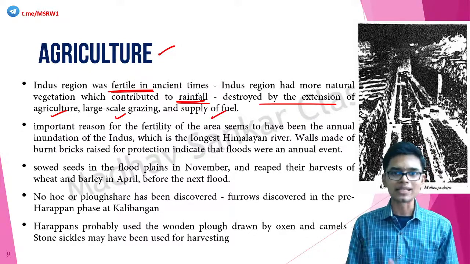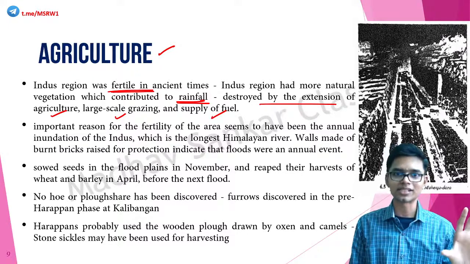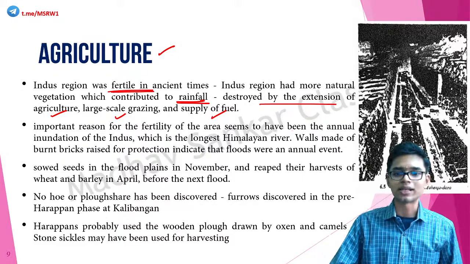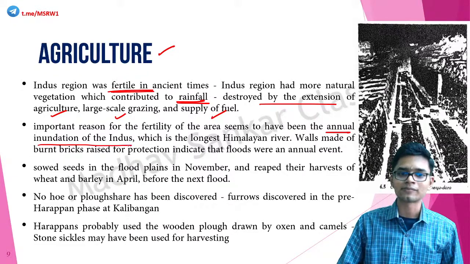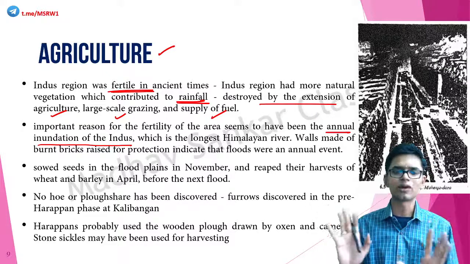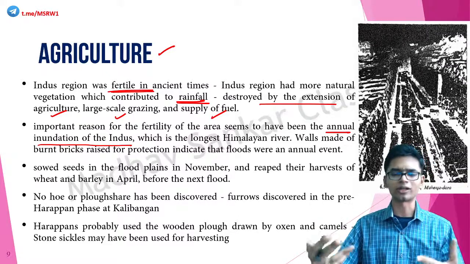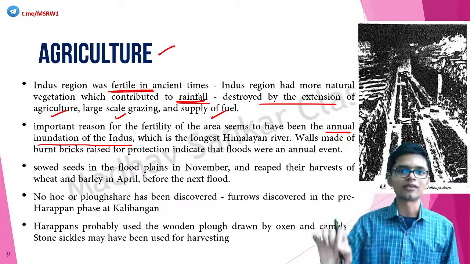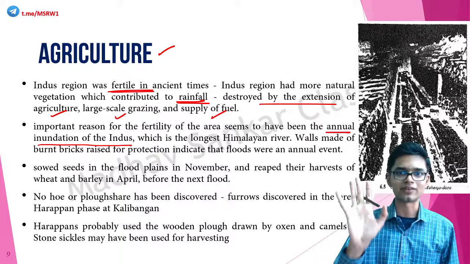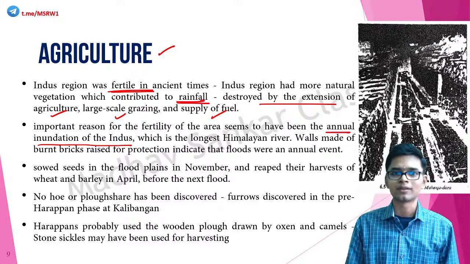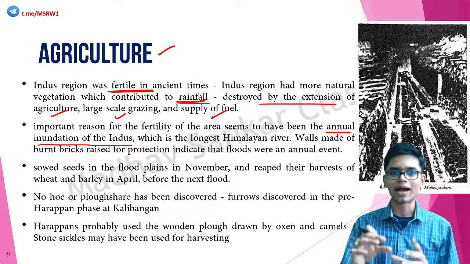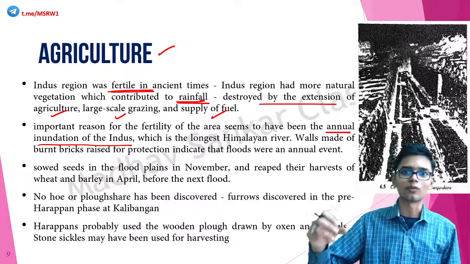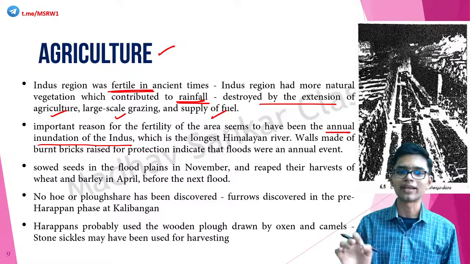Okay, so the most important reason why the Indus Valley civilization region was fertile back in those times was the annual inundation of the Indus. I mean, obviously there was rainfall and natural vegetation contributing to all that. But still, among all the reasons, the Indus River was the lifeline of the Harappan civilization, undoubtedly. Or Harappan culture, more accurately. Just like the Nile River was for Egypt, the Indus River provided the life support for the Indus Valley civilization.